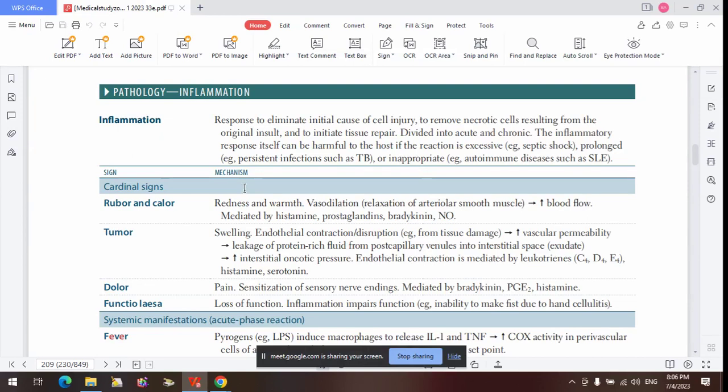Last time we were talking about inflammation, and we said inflammation is the response of vascularized tissue to remove the initial cause of injury.